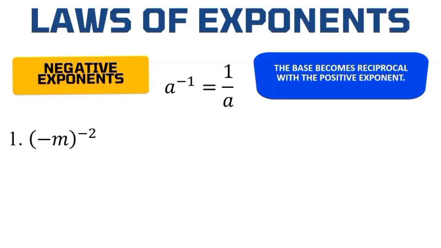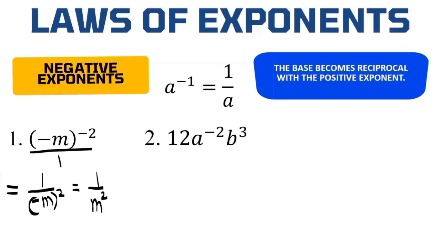So we have here the quantity negative m raised by negative 2, reciprocal. As you all know, this is over 1. So this now becomes 1 all over negative m raised by 2. Or when you simplify, that is 1 over m squared. Okay? Next, negative 12a raised to negative 2 b over 3. This is also over 1.